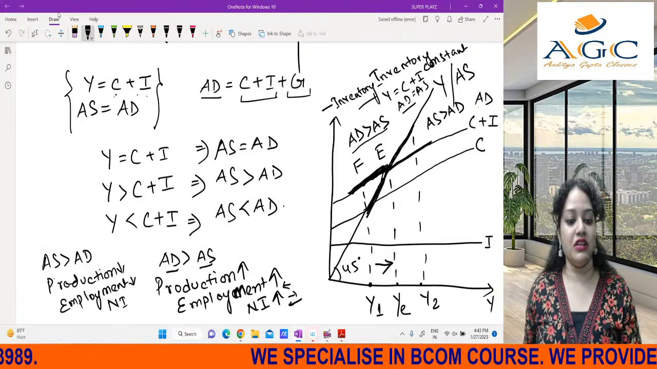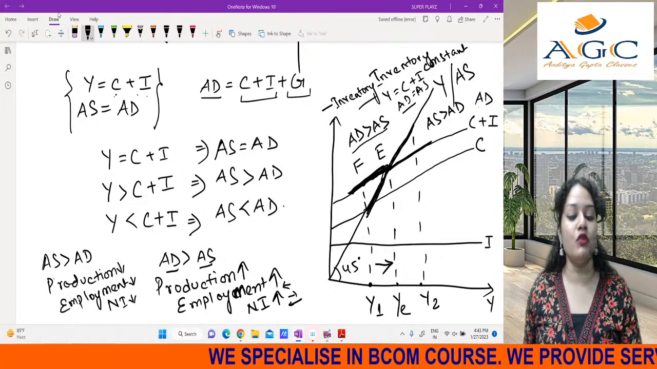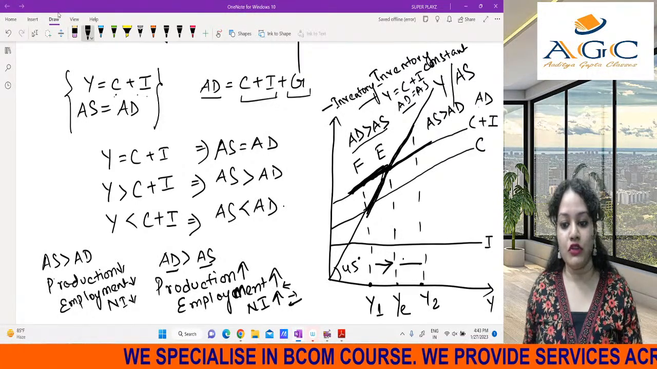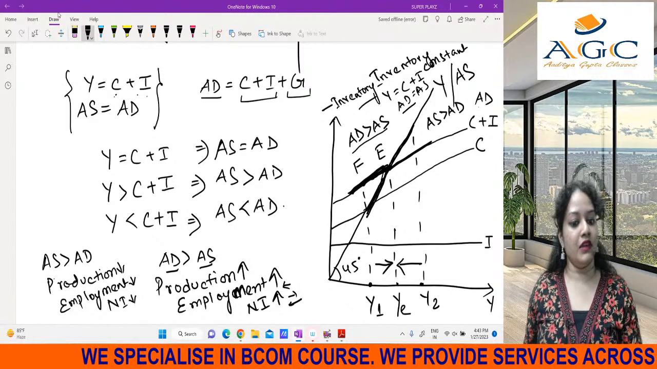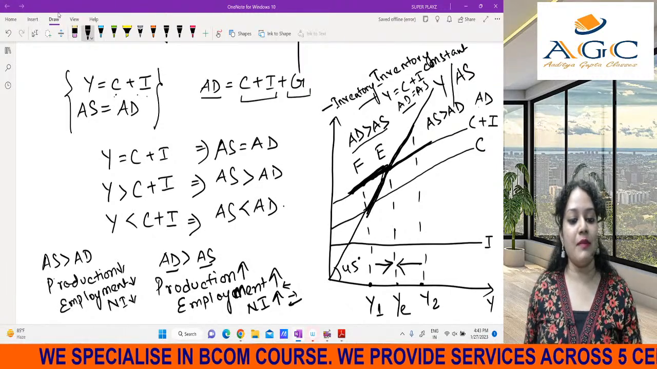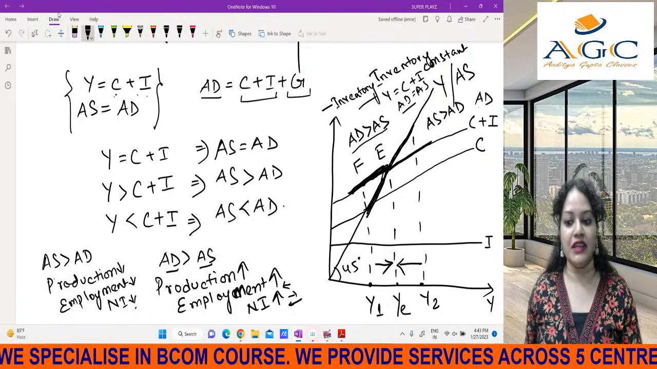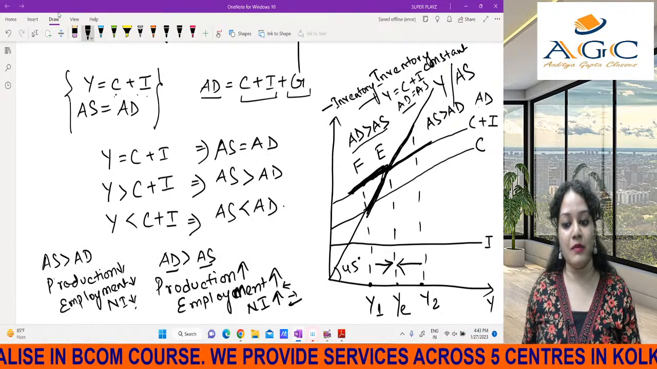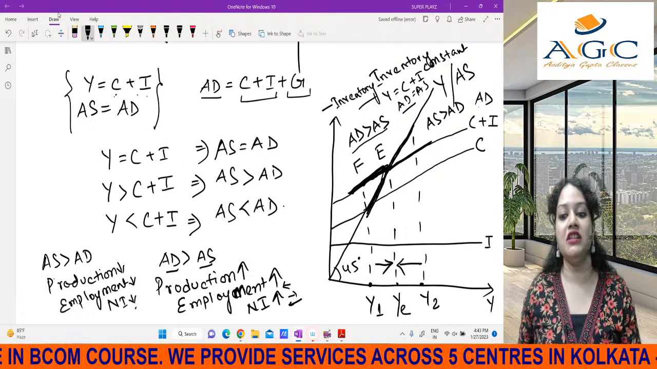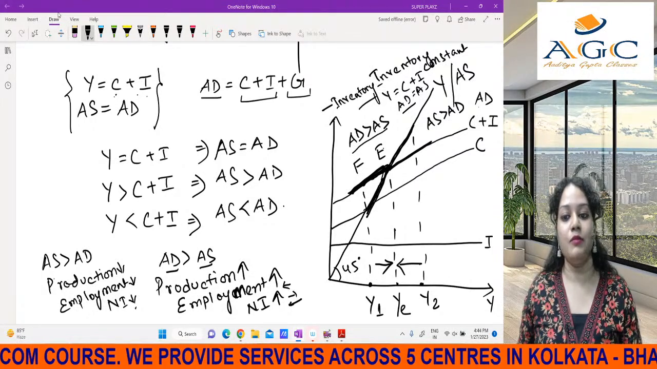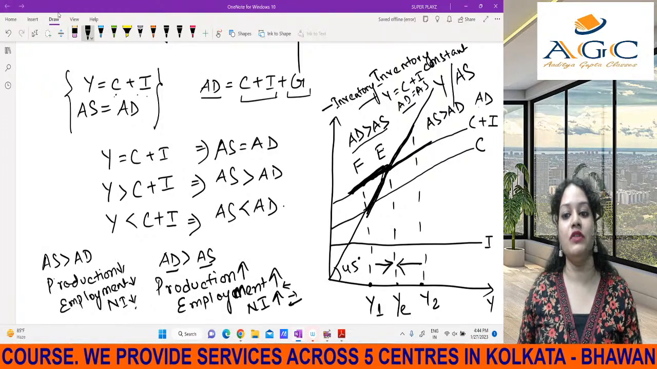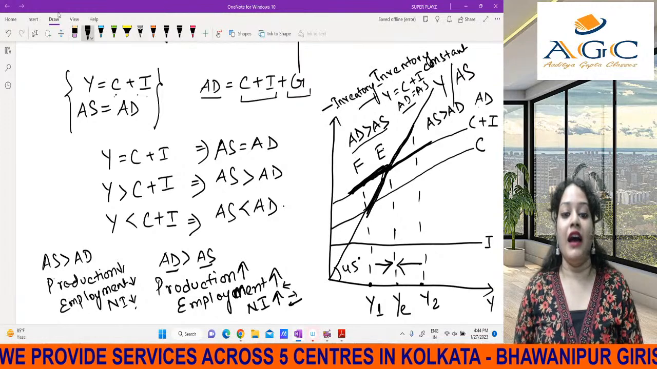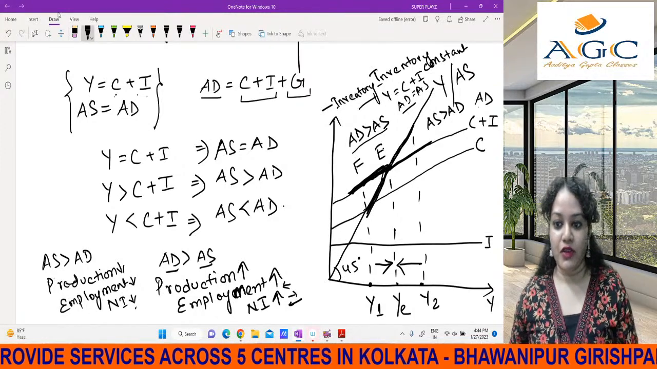And then your national income, as a result, your main motive would be to push it backward to YE, right? So as a result, what is happening? Your national income is decreasing, and again your equilibrium level of income is coming back to YE and is meeting your equilibrium condition at point E, where Y is equal to C plus I or AD is equal to AS. I hope this diagram is clear to everyone.